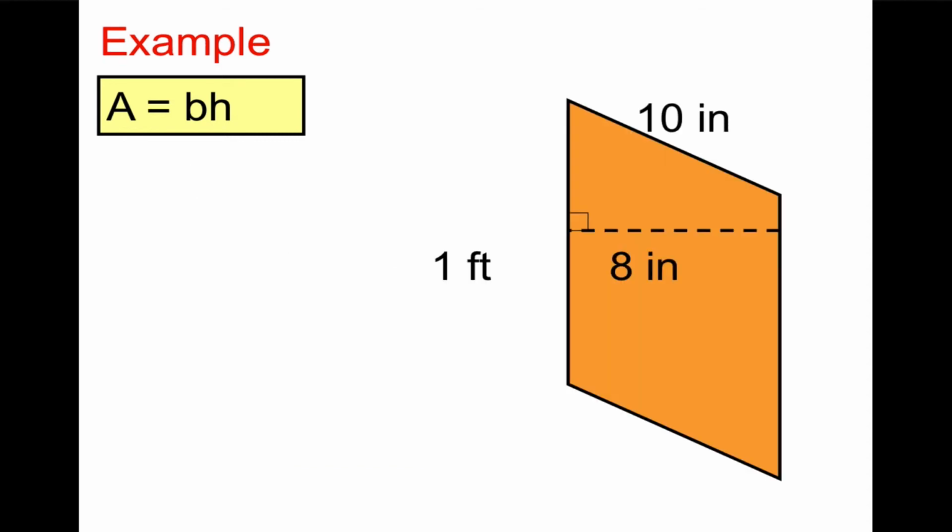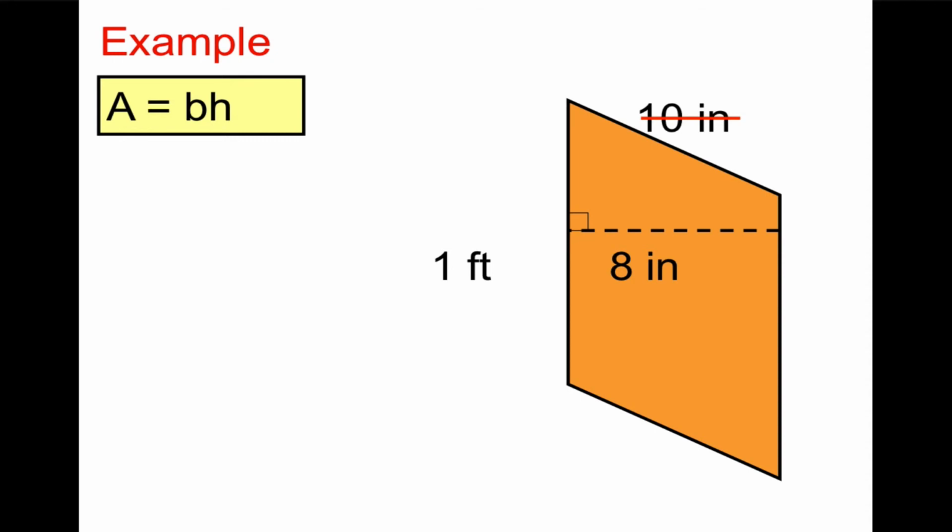Here's another example for you to try. I'll check back with you in a moment. This one is interesting in that there's a side that we don't need, and there's a couple different types of units. So which side can we safely cross out? The 10 inches, that's the one we don't need. In this case, the base is 1 foot, and the height is 8 inches.